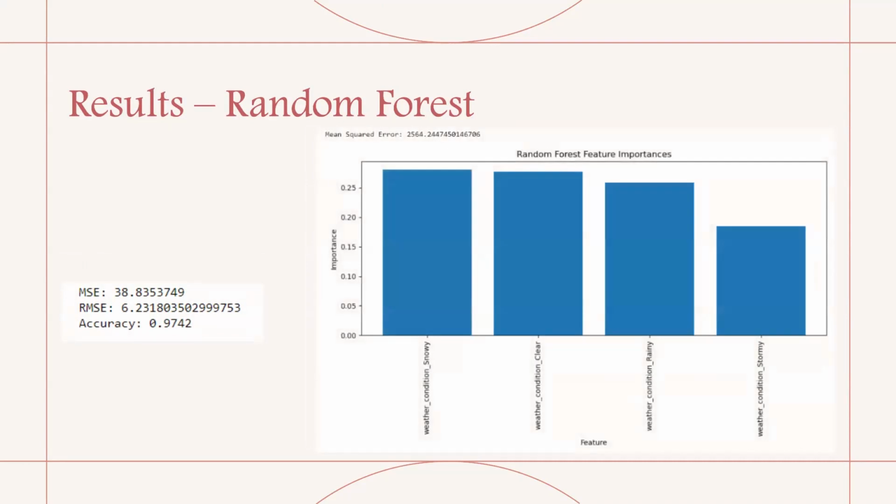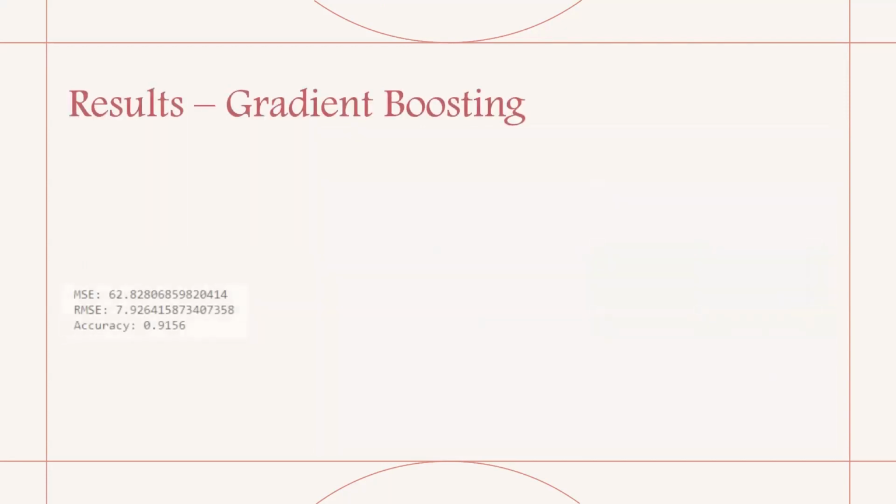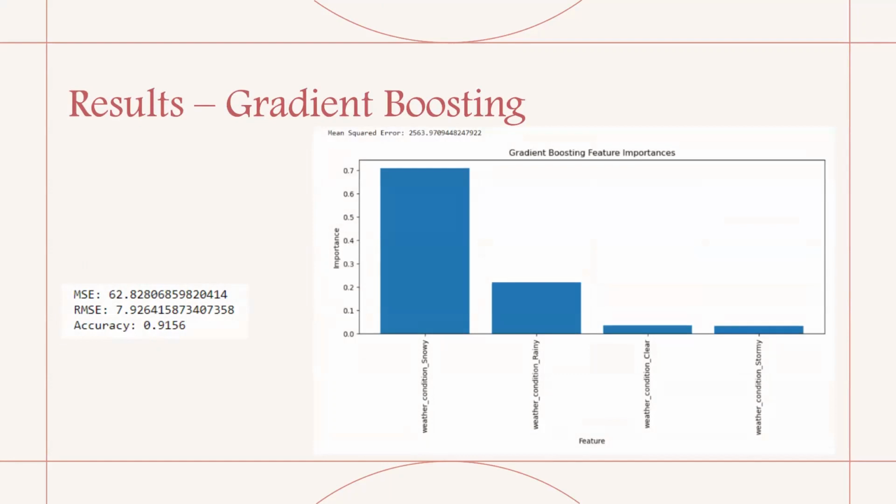Whereas if we see the next one, the random forest, accuracy is 97.42, and comparatively it's giving a good feature importance, where snowy and clear are of good importance, followed by the rainy and stormy as well. Whereas for gradient boosting, the accuracy is 99.56, a bit lower than the random forest. But if we check the feature importance, it's only snowy which is giving good feature importance compared to the rainy, clear, and the stormy. There's a big difference over there.